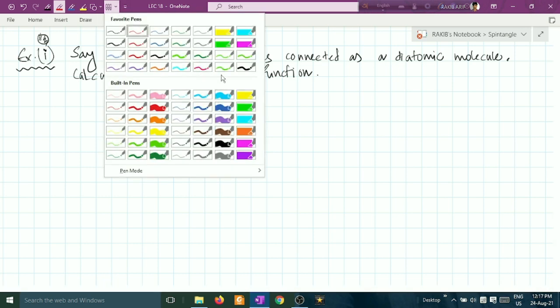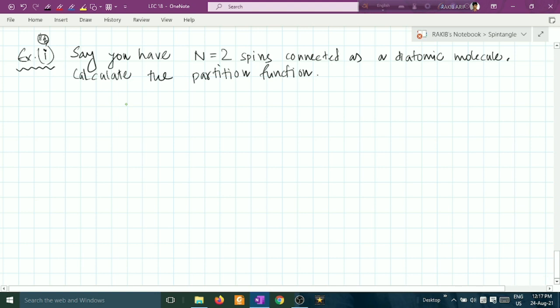Say they can be arranged like this. Say this is one spin, spin 1. This is another spin, spin 2, and that can be arranged like this. Whatever it is, in each and every case, first of all, what was our step 1? Step 1, write down the Hamiltonian.